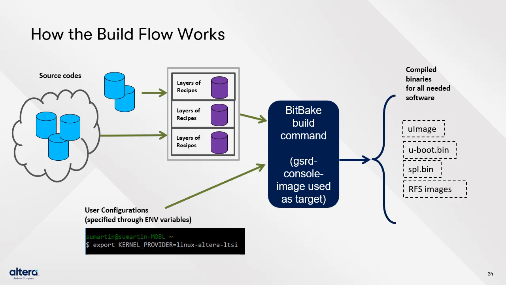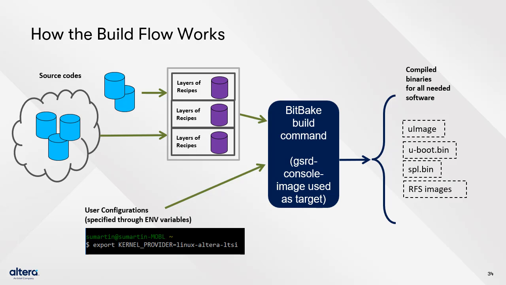Once you have the recipe layers and have set your user configurations, the next step is to run the command bitbake. Bitbake takes the information in the recipe layers and builds software executables. The recipe layers specify where to get the source code from for the build, so there is nothing you need to do in order to obtain that source code. Some of it can be in the cloud, and some of it can be local.